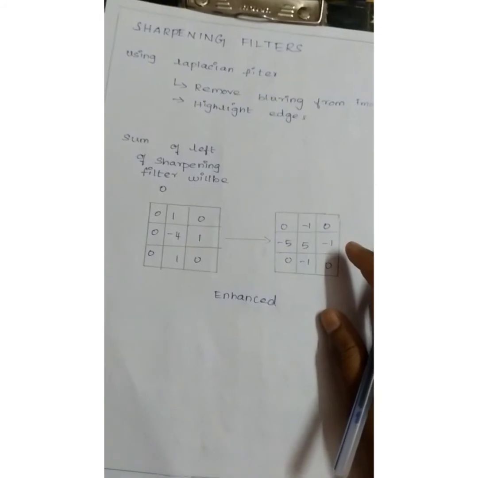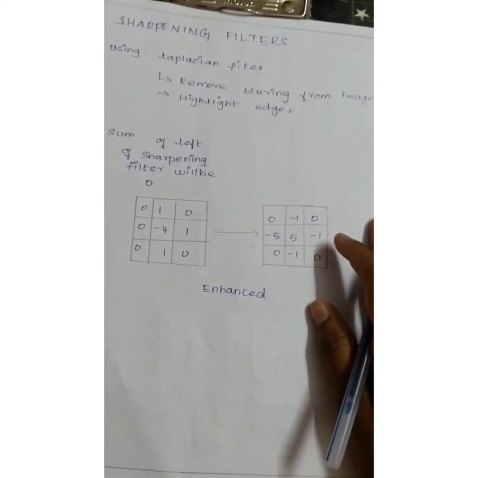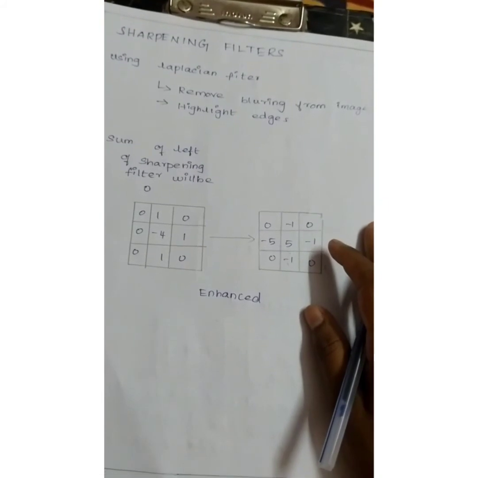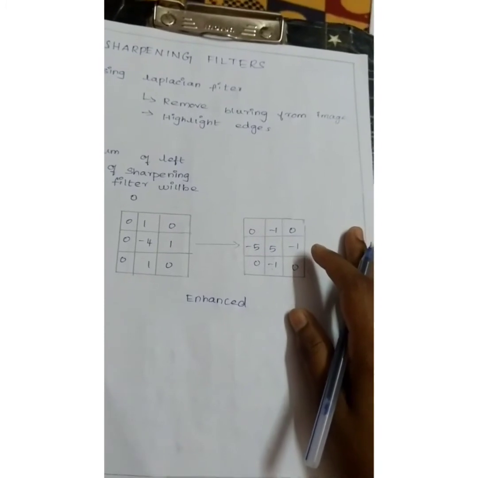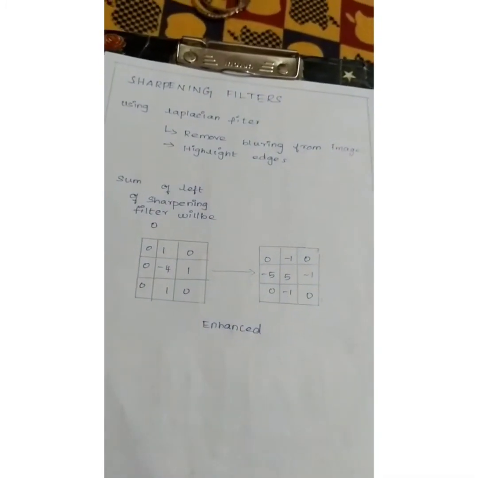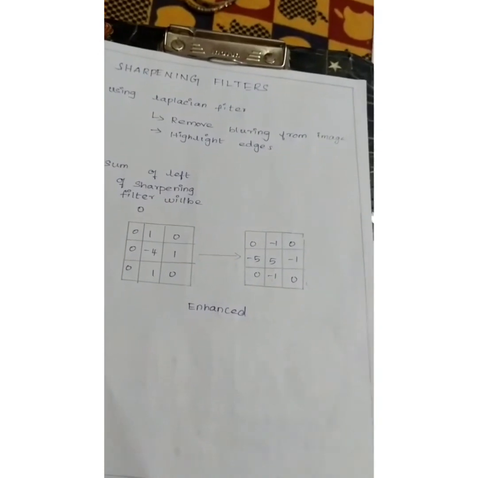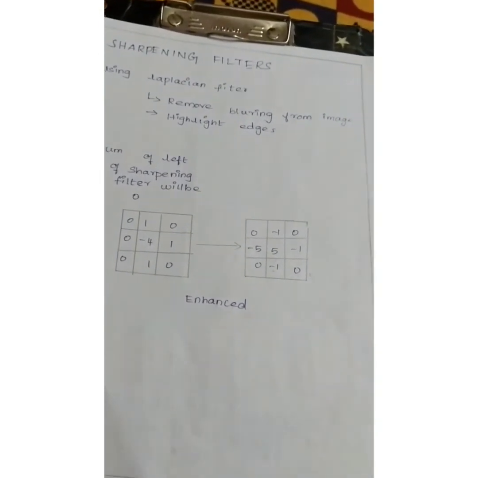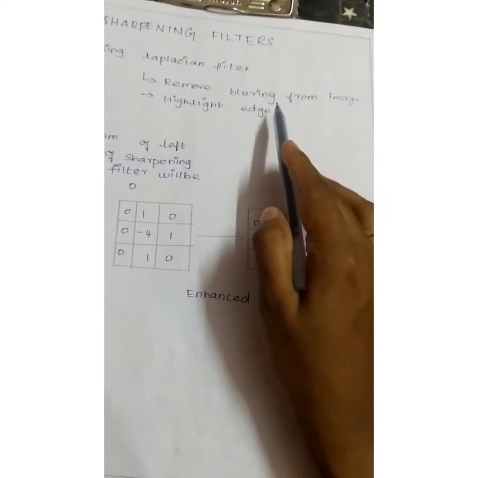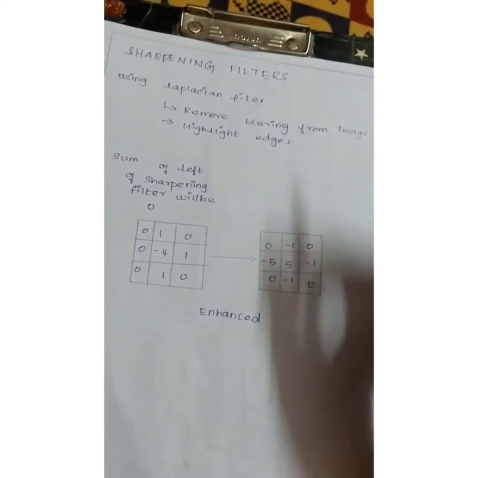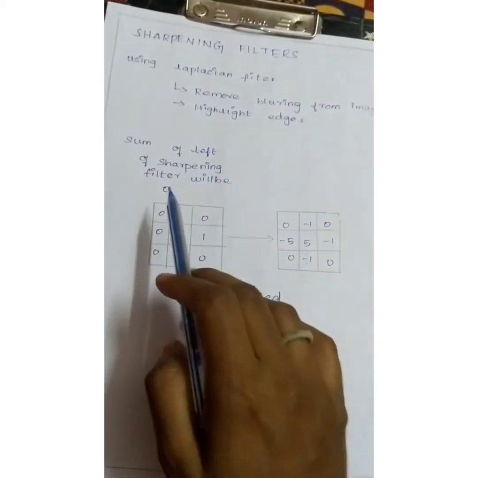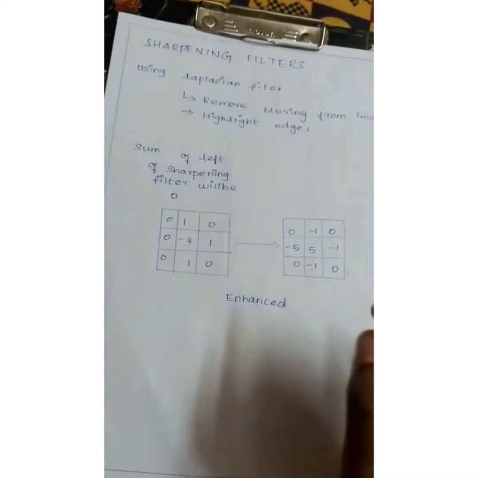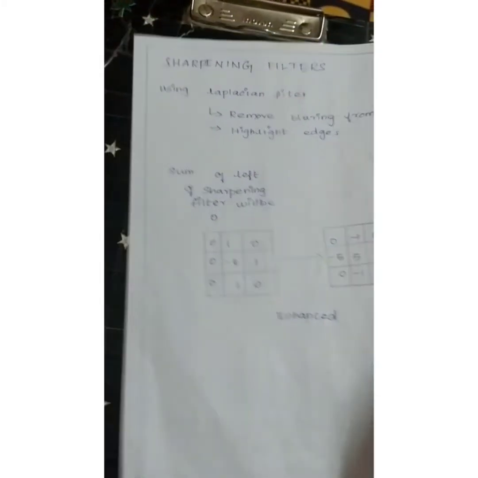Now we are going to see that the image can be sharpened by using one of the filters, the Laplace filter. The Laplace filter is a 2D isotropic measure of the second spatial derivative of an image. It is used to remove blurring from the image and to highlight the edges, so the image is enhanced. The sum of the sharpening kernel will always be 0, otherwise it should be minus 1.